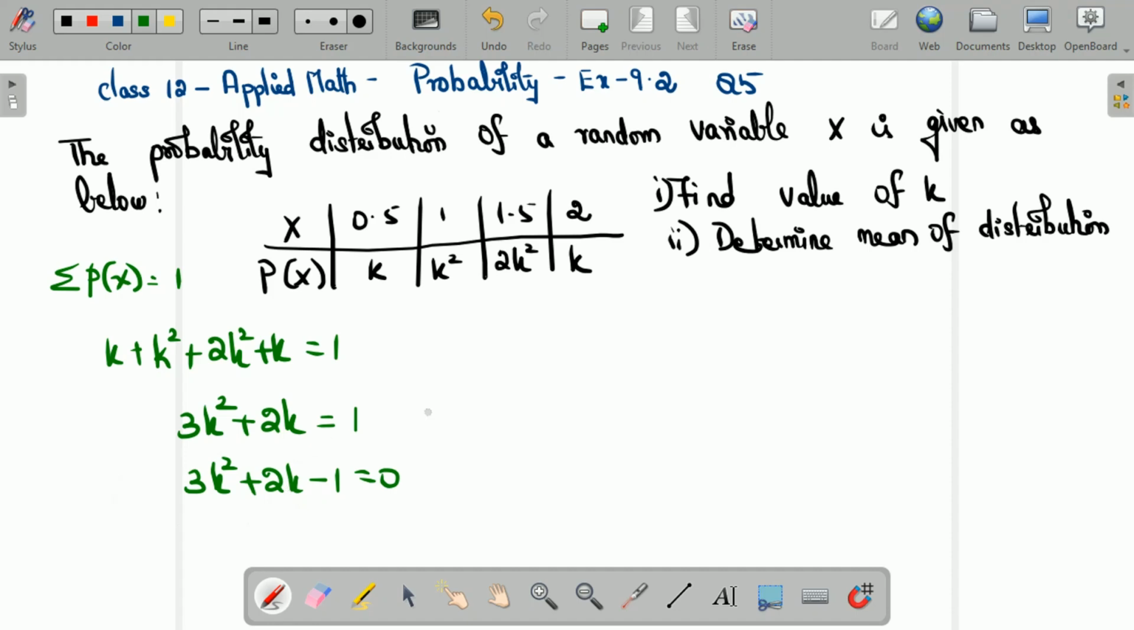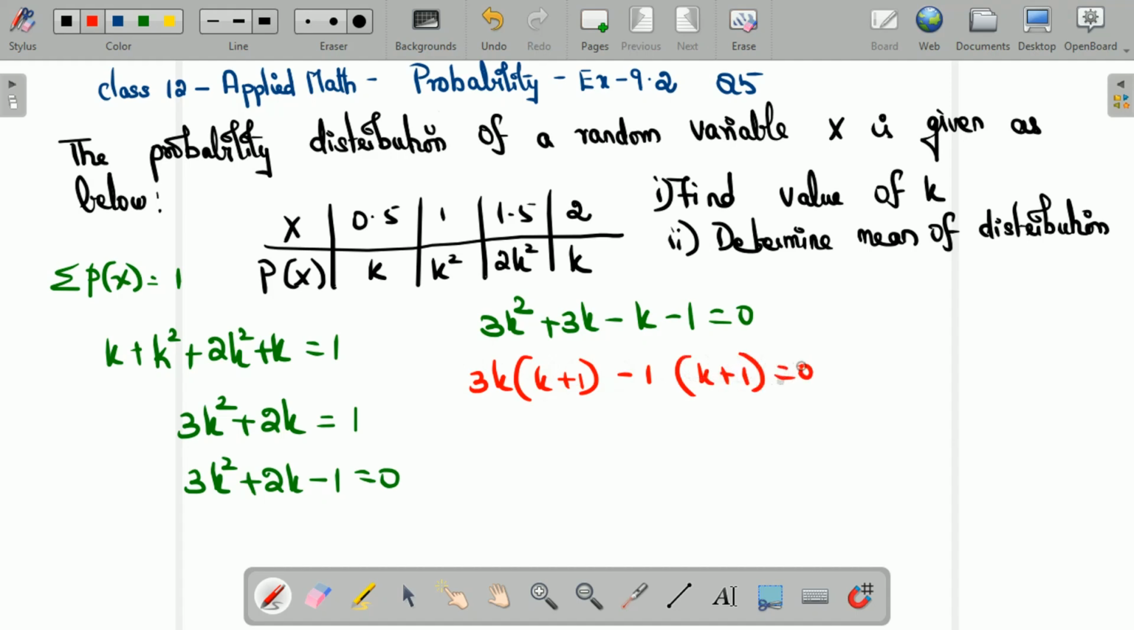Now, I am going to split this. I am splitting the middle term. This is 3k squared plus 3k minus k minus 1 is equal to 0. If I take 3k outside, this will be k plus 1. If I take minus 1, it is k plus 1 is equal to 0. So, 3k minus 1 into k plus 1 is equal to 0. So, k is equal to minus 1 or it is equal to 1 by 3.